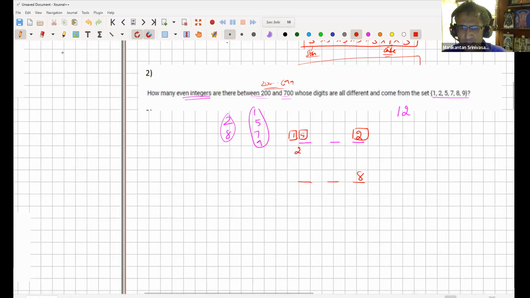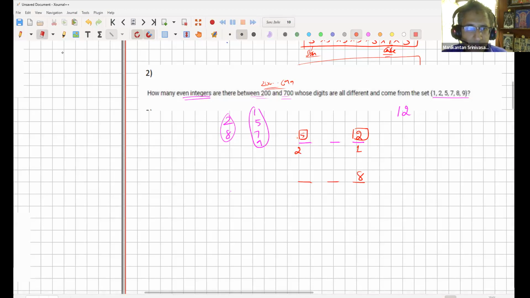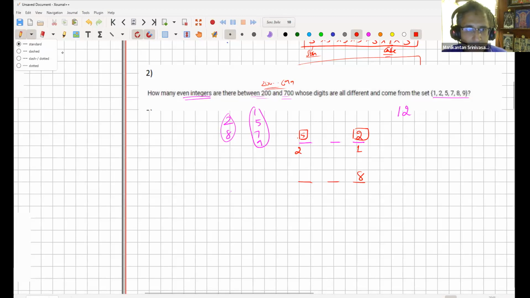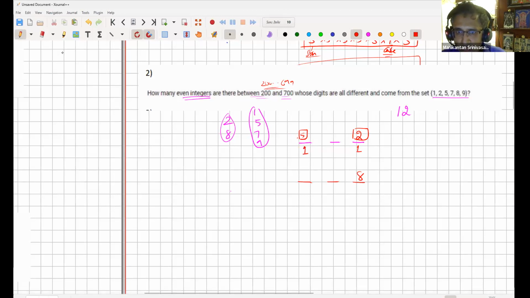So there are only 2 ways, right? This is 2. There's only 1 way. Am I right, guys? The starting digit cannot be 1. What am I talking? It's only 5, right? Only 5. I'm sorry. It's only 5 because it has to be between 200 and 700. So its starting digit has to be only 5. So it's only 1 way. And then the second digit can be any one of the remaining 4.